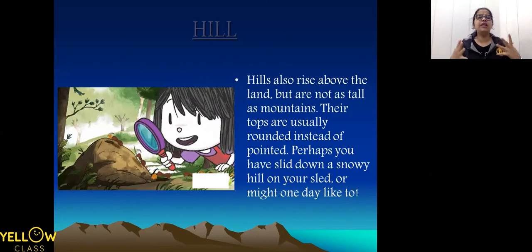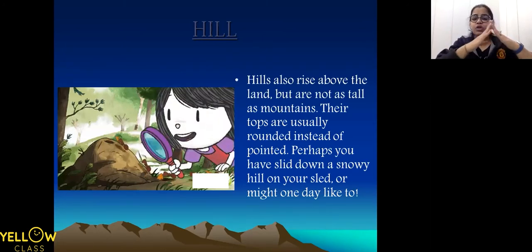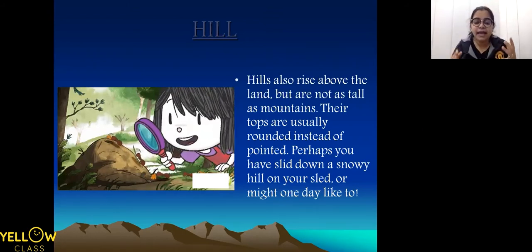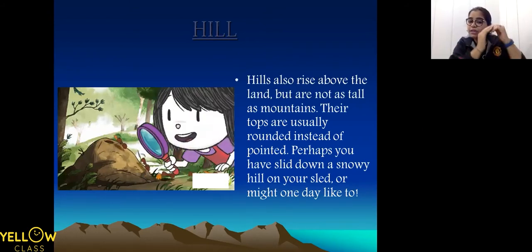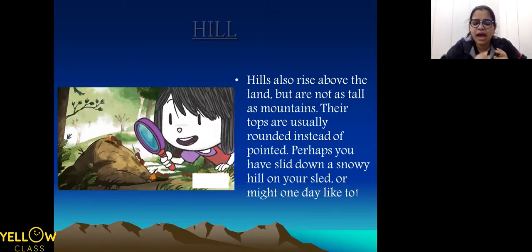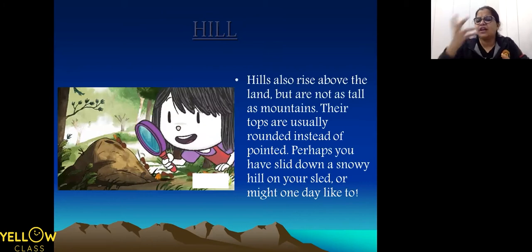Okay. And usually, they don't have those pointed tops. Like I said, the mountains could have pointed tops. Hills usually don't have pointed tops. They have those rounded ones. So, and you can easily actually go uphill.